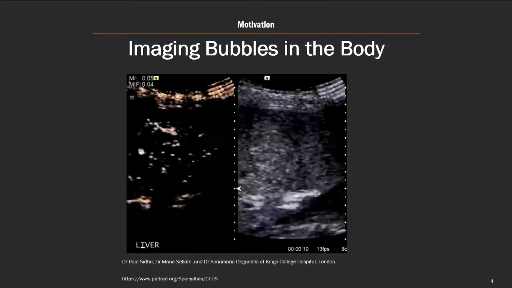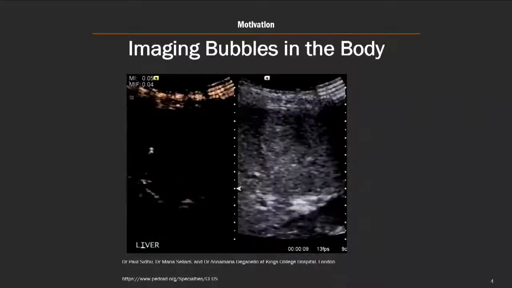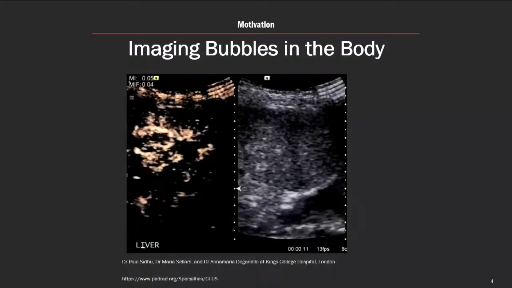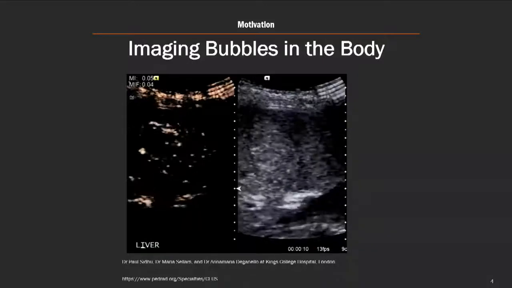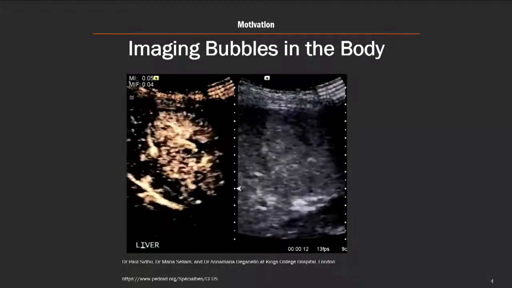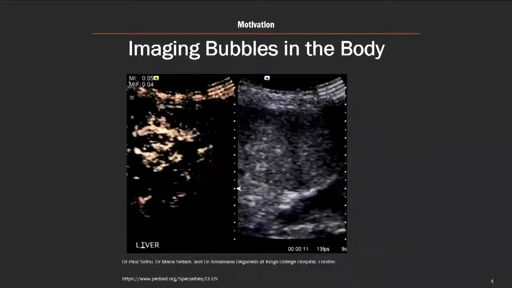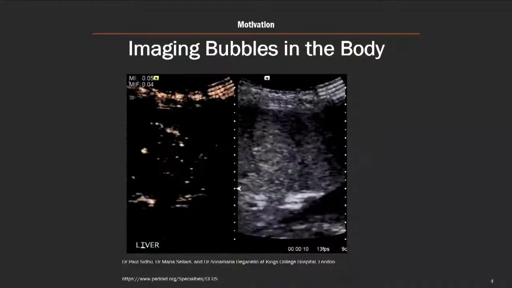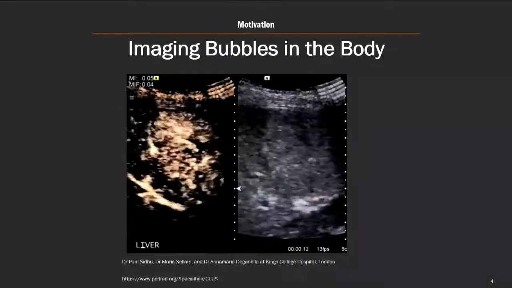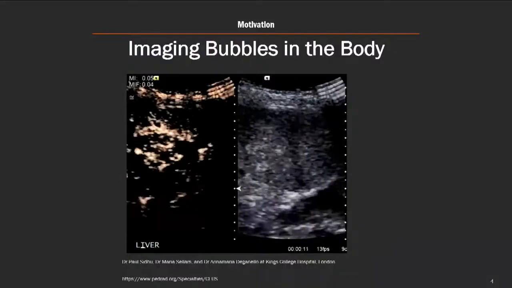The video here on my right is an image of microbubbles, these small little gas spheres, put into a bloodstream. This is an ultrasound image, a standard B mode image, on my left, looking at the liver of a pediatric patient during an infusion of these microbubbles. What you can see is them outlining the vasculature of the kidney.